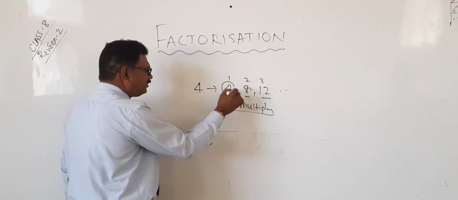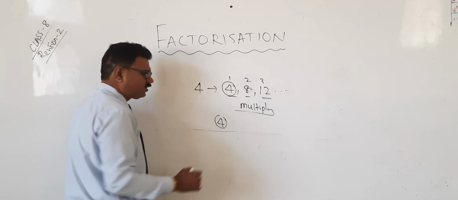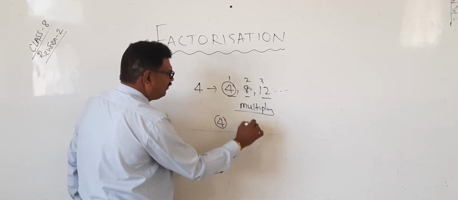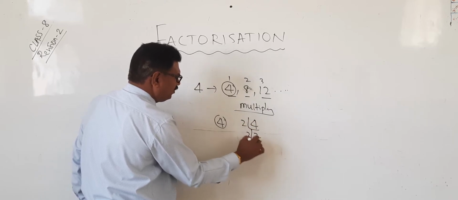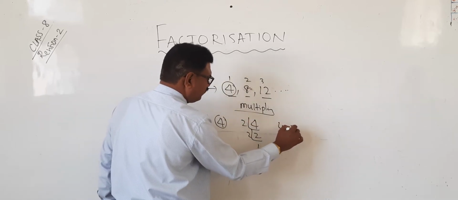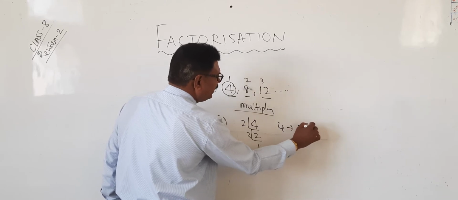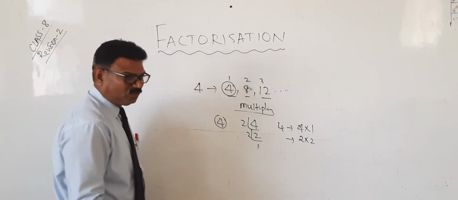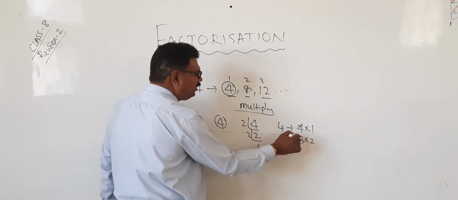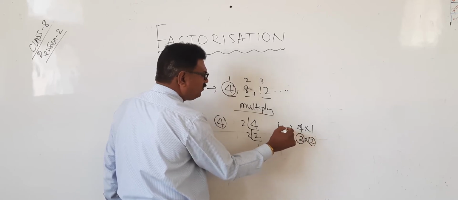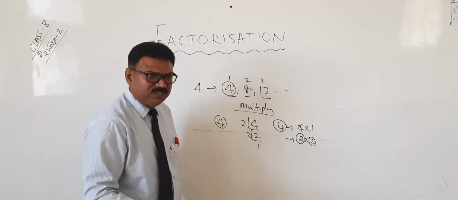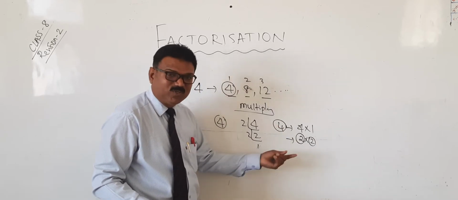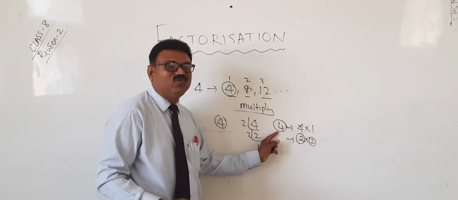But these numbers, for example, 4 is there. How has 4 come? You divide 4: 2 twos are 4, 2 ones are 2. That means this 4 can be written as 4 into 1 or 2 into 2. If you multiply 2 with 2, you are getting 4. That means 4 is a multiple of 2. But reverse process, 2 is a factor of 4.